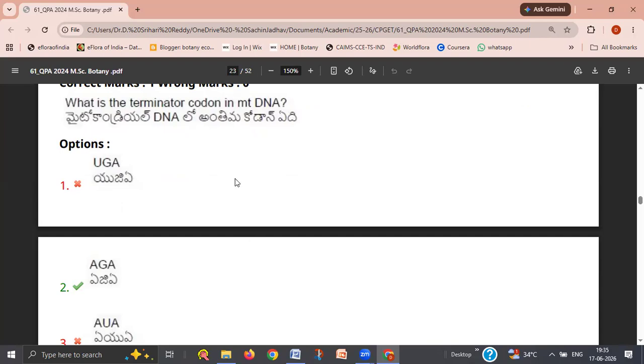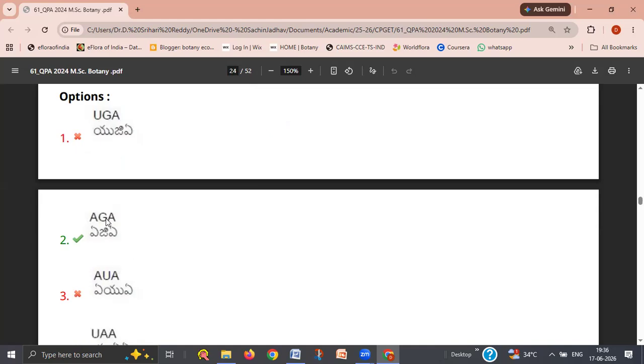So, we already discussed that UAA, UGA, and UAG are the 3 codons. These are called nonsense codons or termination codons. But in mitochondrial DNA, what is the termination codon? That is the question they ask. The answer is AGA. Okay, AGA is the right answer.